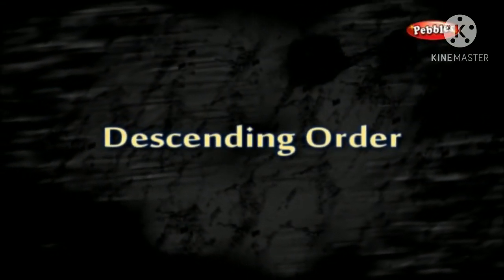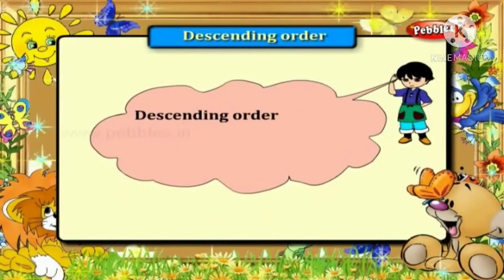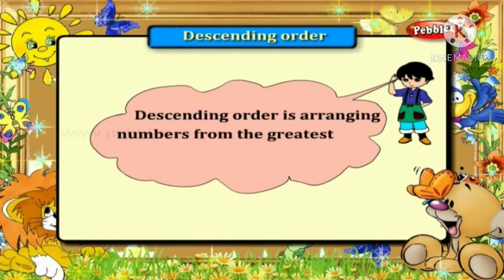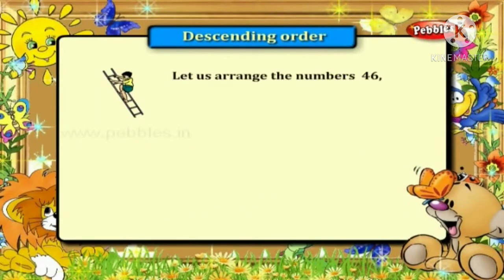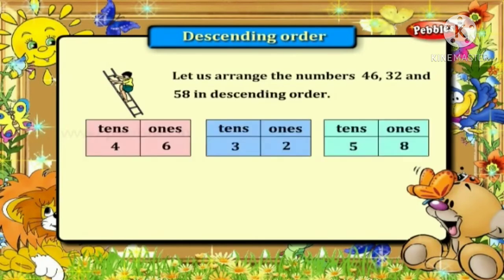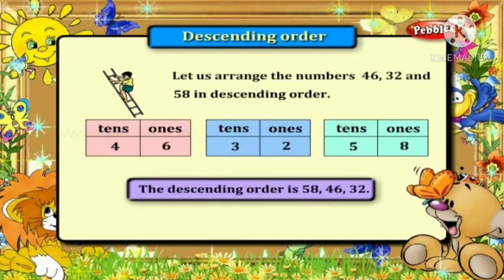Descending order. Descending order is arranging numbers from the greatest to the smallest. Let us arrange the numbers 46, 32 and 58 in descending order. By comparing the numbers in the tens place, we get 58, 46 and 32.